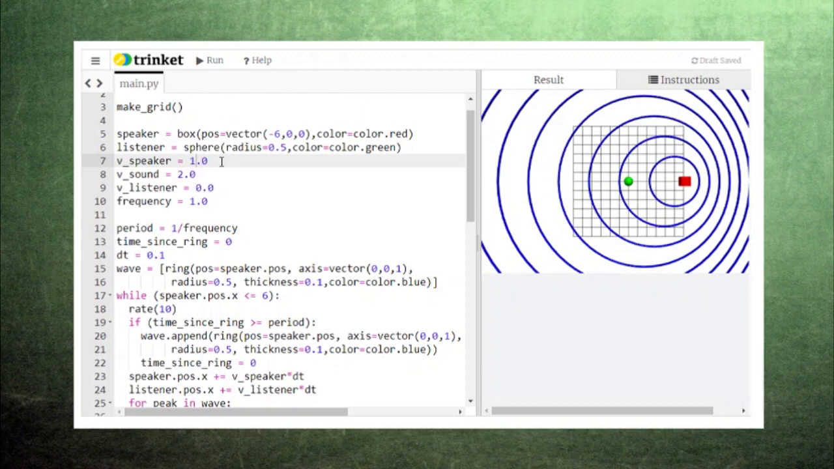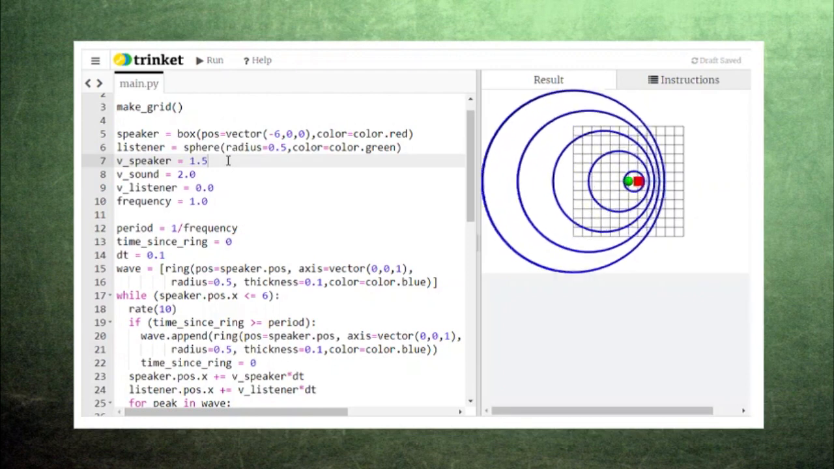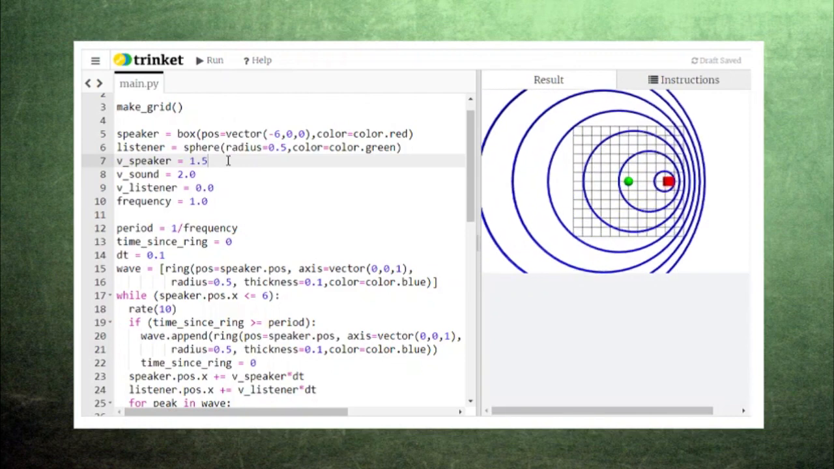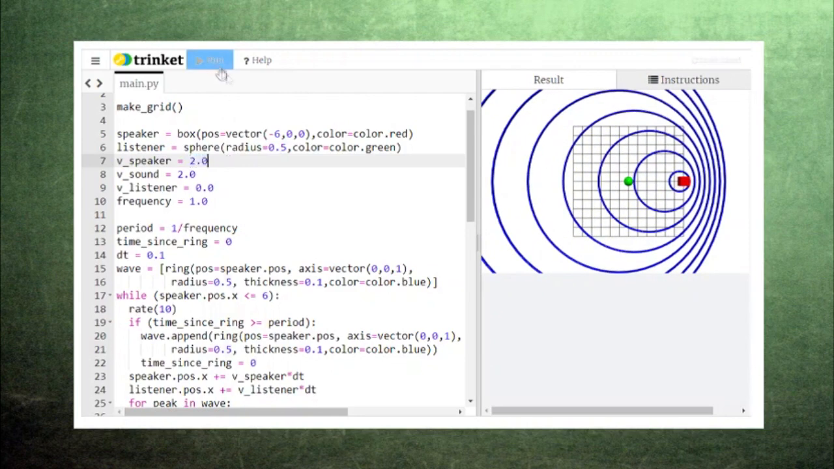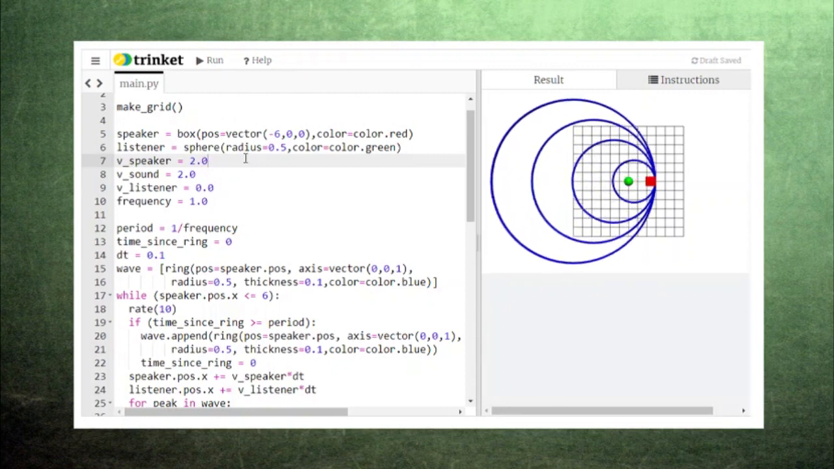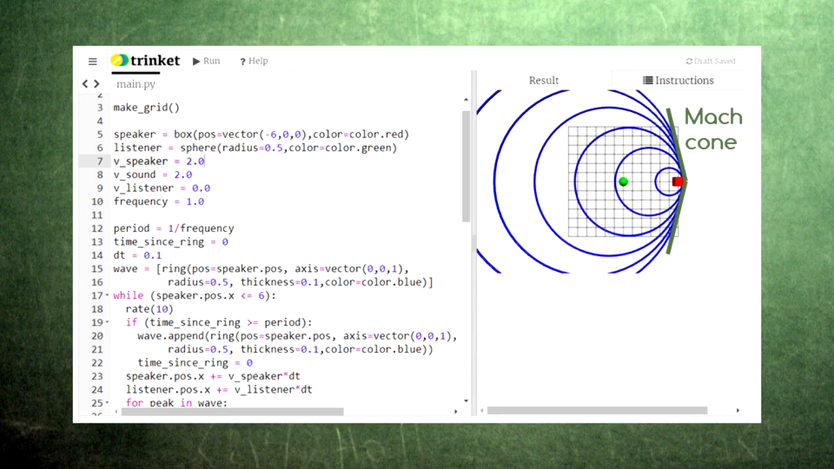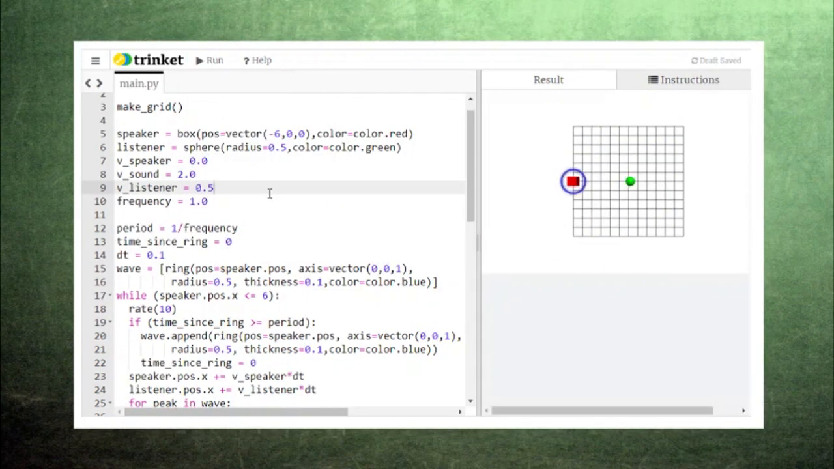The Doppler effect becomes stronger if we increase the speed of the speaker. The wave peaks become more squished and more stretched. In fact, if you make the speaker move at exactly the same speed as the sound waves, you can see all the peaks combining at the front of the speaker. This shape is called a Mach cone and is responsible for the sonic boom that occurs whenever an aircraft breaks the sound barrier. The Doppler effect also happens when the listener is moving.